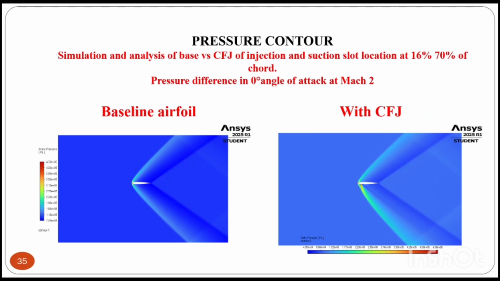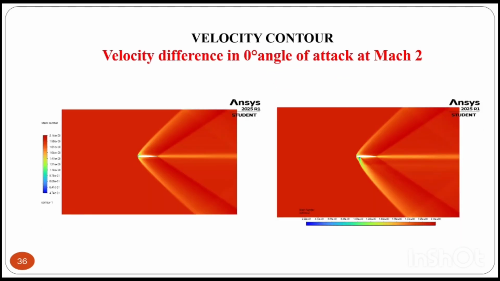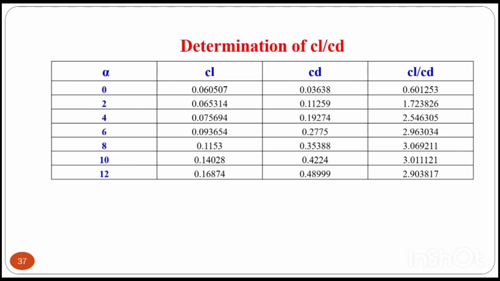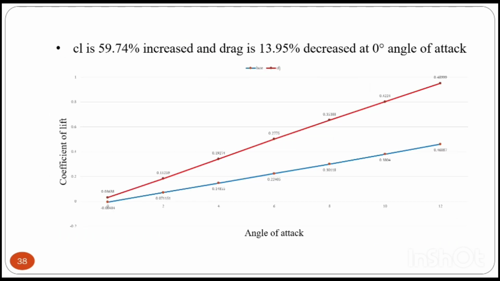0 angle of attack. And we changed the injection and suction slot locations for Mach 2 at 0 degree angle of attack velocity contour. This is the pressure contour and this is the velocity contour, determination of CL by CD. Here the CL value is increased by 59.74% and drag is decreased by 13.95% at 0 angle of attack.